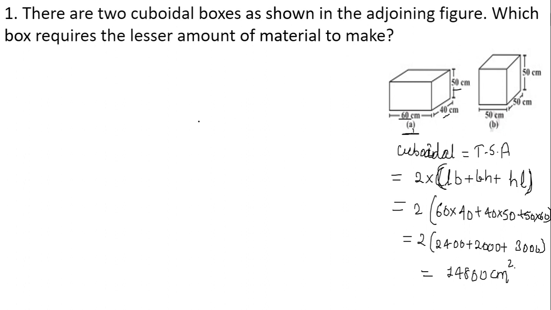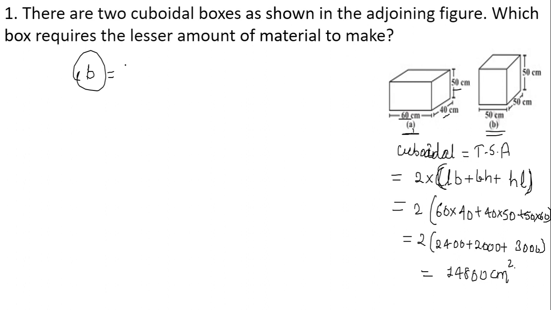Now for box B, I'll write here, length is given 50 centimeter, breadth is again given 50 centimeter, and height is given 50 centimeter. So, the total surface area of the cubical box.